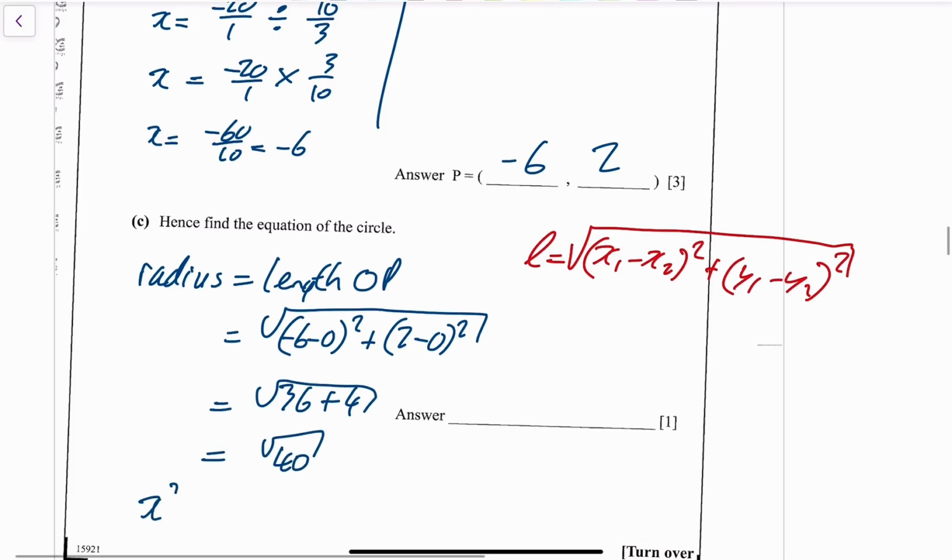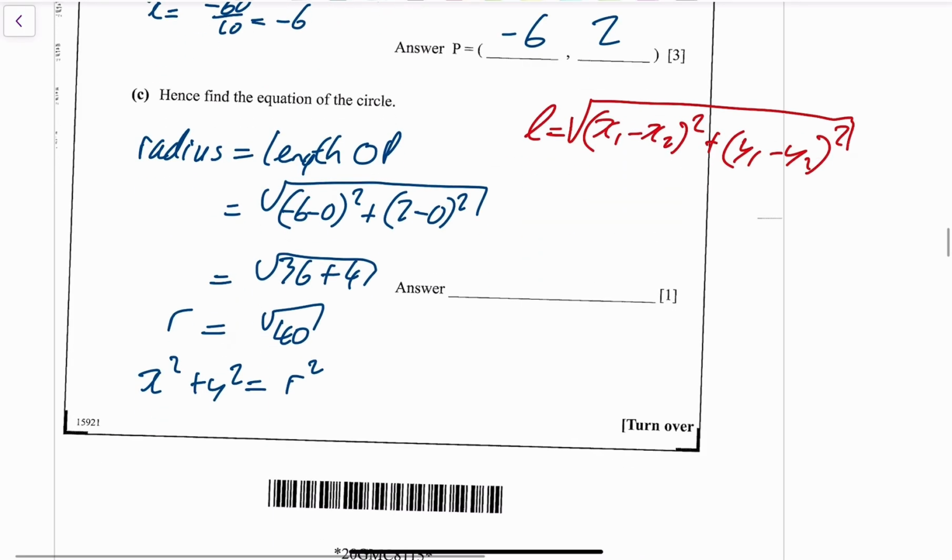And then a general equation of a circle which goes through the origin is x squared plus y squared equals r squared. So that means if r is equal to root 40, r squared would just be 40. So it's x squared plus y squared equals 40.